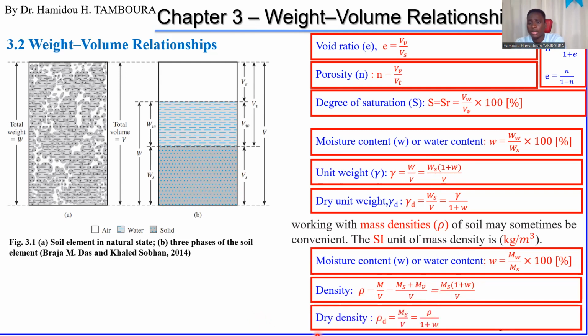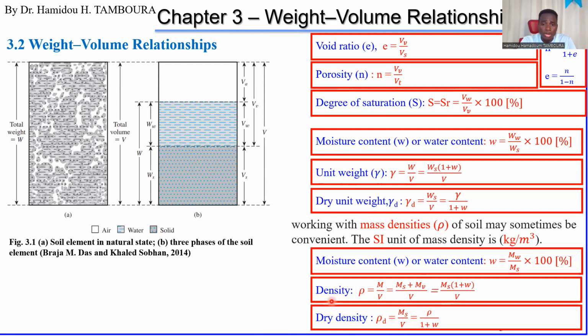And the last one, dry density. In the same way we can obtain dry unit weight, we can also establish dry density if you are using masses. Because when the sample is dry, once again, no water. So the total mass will be represented by the mass of solid only. So in that case, you take the mass of solid, divide by total volume, and you get the dry density.